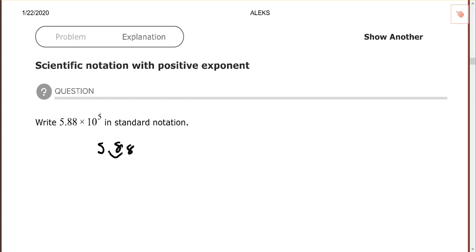Okay, so 1, 2, 3, 4, 5. And in those empty spaces, we need to add zeros. So 0, 0, 0. So that gives me 588,000.